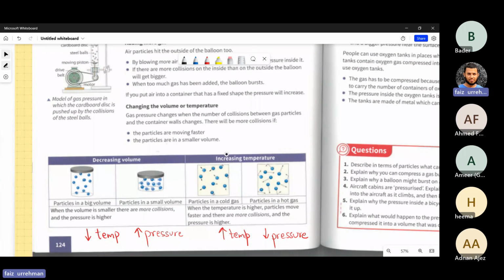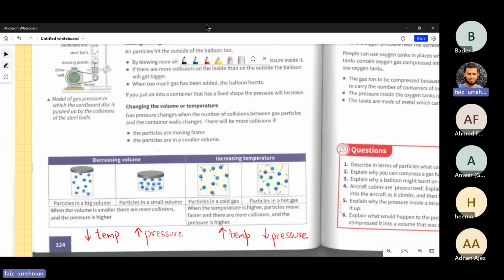Gas pressure changes when the number of collisions between gas particles and the container is changed. There will be more collisions if the particles are moving faster, if the particles are in a smaller volume, and with increasing temperature. Particles in a cold gas, particles in a hot gas. And under it says when the temperature is higher, particles move faster and there are more collisions and the pressure is higher. Okay, the particles move faster.